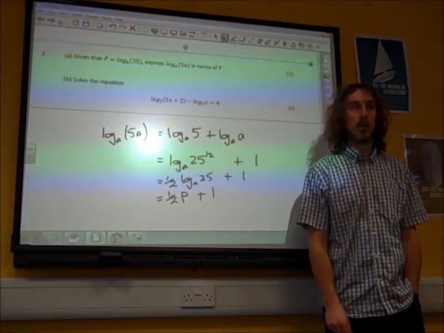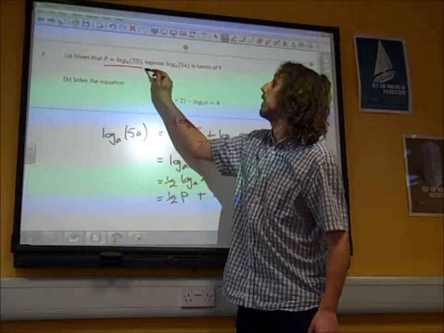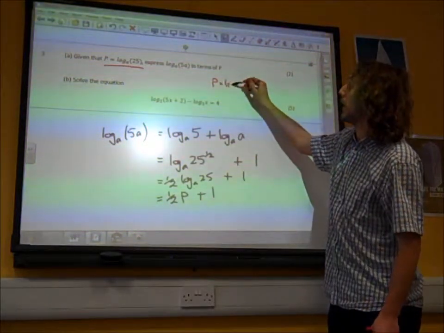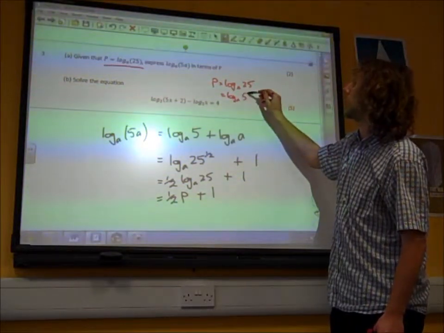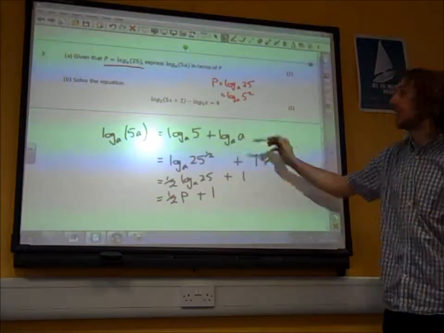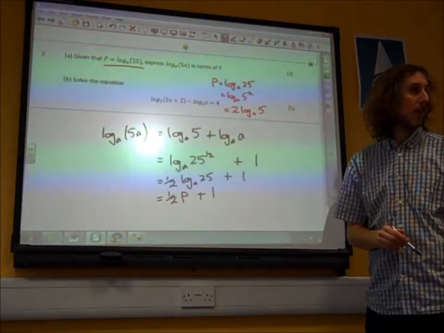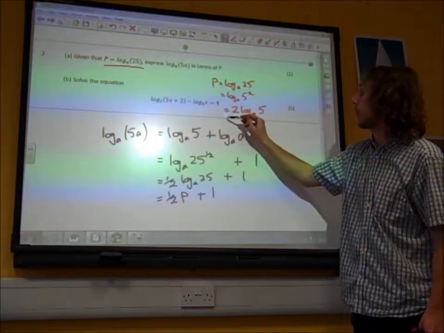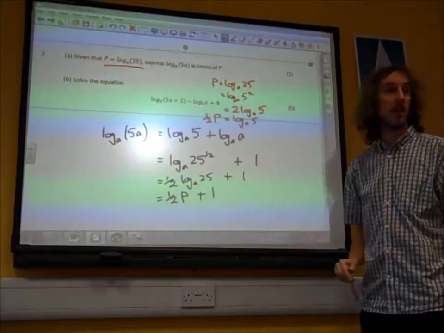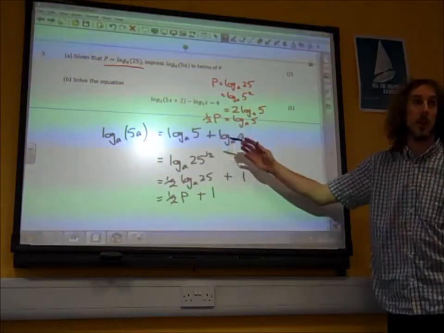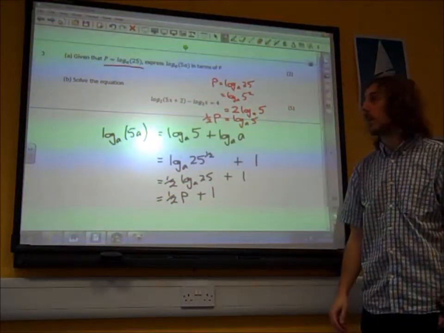So that was quite tricky. The difficult bit at the start was recognising that the statement says P is log base A of 25. This may have been a better way of doing it, which is log base A of 5 squared, which is equal to twice log base A of 5. So another way that we could have got to it is we could have said, therefore, log base A of 5 is equal to a half of P. So either direction that you went from, you would have ended up with that as your answer. So that's a half P plus 1 there.